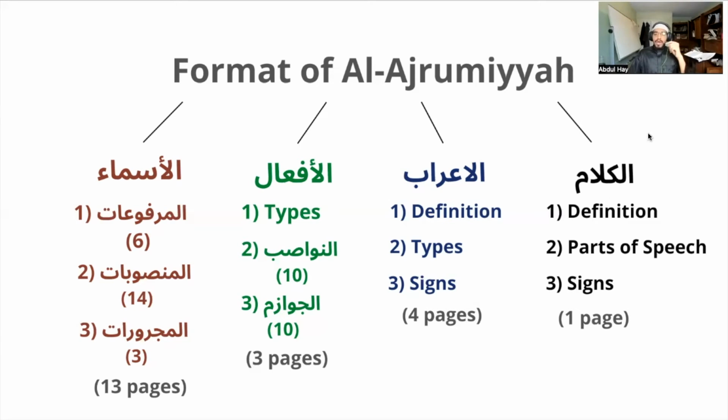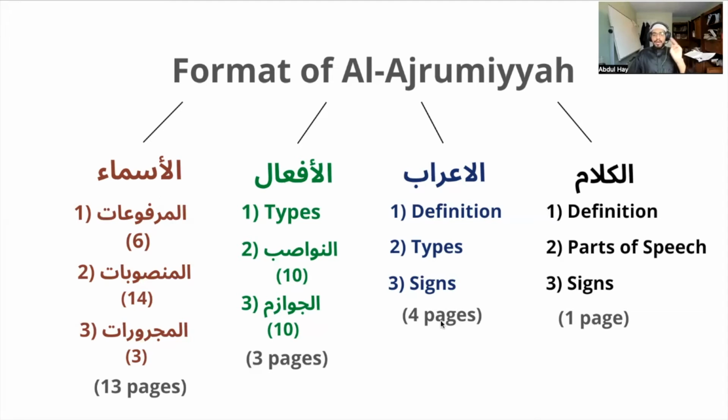So how is Matn al-Ajrumiyyah formatted? It's formatted into pretty much 4 different sections. You have the section that talks about al-kalam, speech, the section that talks about al-Arab, which is pretty much case endings and the declension system. Then after that you have a chapter that talks about al-Af'al, verbs. Then finally you have a chapter that talks about al-Asma, the nouns.